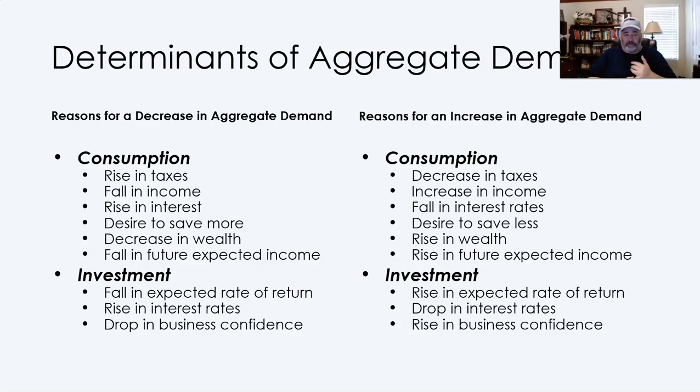So you can decrease taxes, right? You can decrease interest rates. And that's going to increase consumer spending, increase business spending, just the opposite of everything we just talked about right now. Okay? And for the record, decreasing aggregate demand, that would be known as contractionary fiscal or monetary policy.